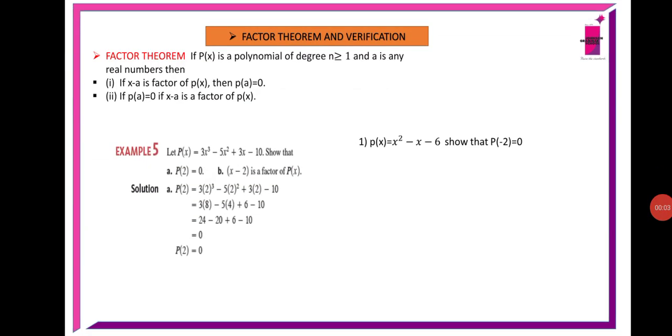In this session we are going to discuss the factor theorem and applications of the factor theorem. If p of x is a polynomial of degree greater than or equal to 1 and a is any real number, then if x minus a is a factor of p of x, then p of a equals 0. If p of a equals 0, then x minus a is a factor of p of x. Example, if p of 2 equals 0, then x minus 2 is a factor, according to this example.